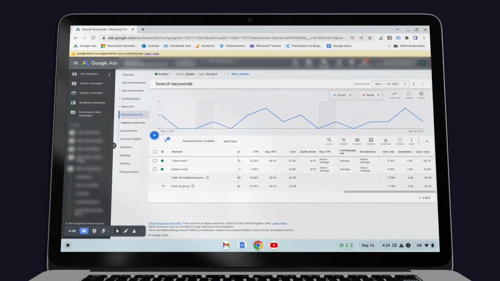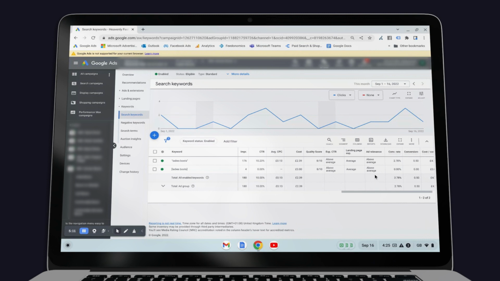Now for context, 10 is the best and 1 is the worst. So the fact that we're an 8 out of 10 is pretty good. What this does show us though is the areas to improve. So for example, our expected click-through rate ultimately refers to how good the click-through rate is, or how the keywords are resonating with users and how users are engaging with the types of searches that the keywords are matching to. That is above average, so that's really good.